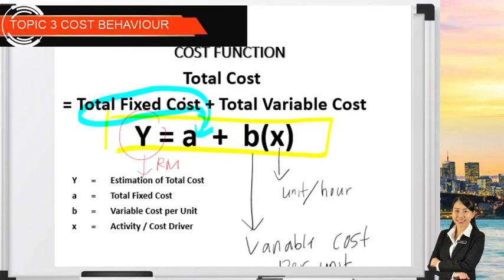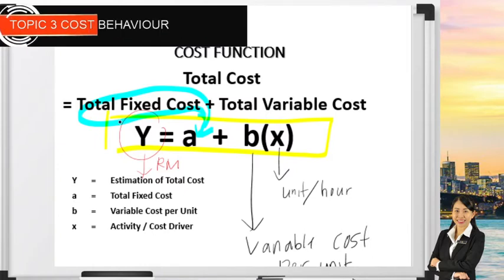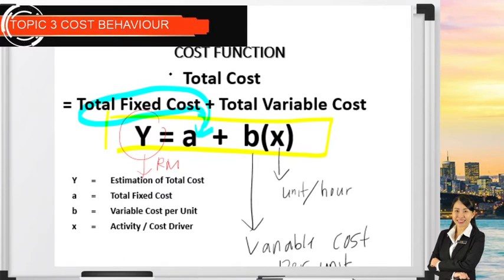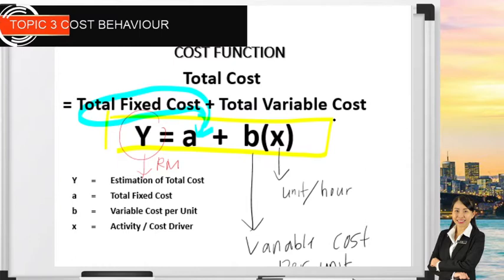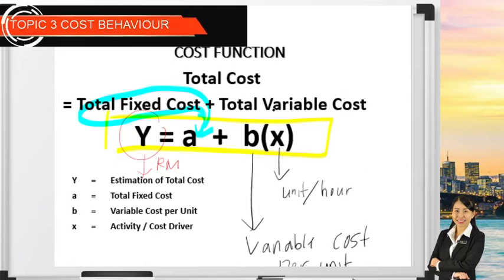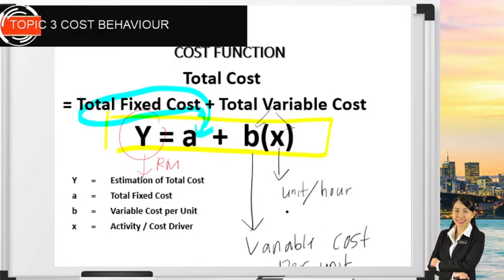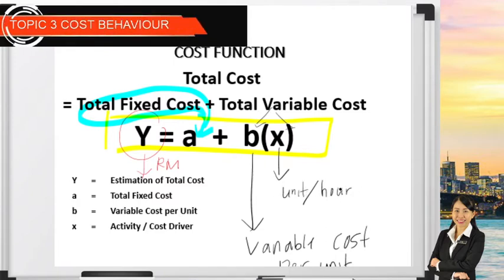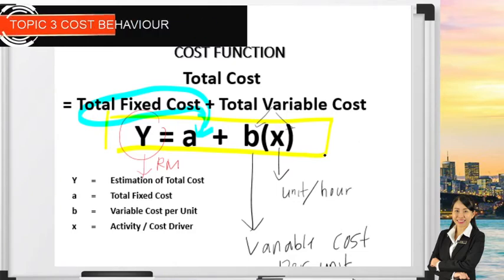Again, I repeat, the cost function is formed by Y equal A plus BX. Y is total cost, which must be in RM measurement. A means total fixed cost. BX, total variable cost. B stands for variable cost per unit. X stands for measurement either in unit or hours. X can be any measurement except RM. Let's see the question example as below.